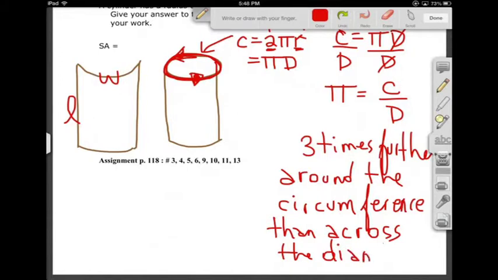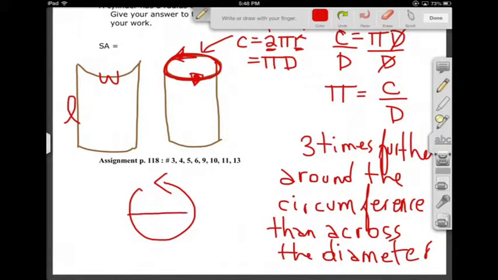This is where the formula came from. It took me a second to write it. But the distance around the outside, it's 3 times as far that way as it is to go straight across. And if you ever get a chance, take a piece of string and find this for yourself. All you have to do is measure around the edge of the can and divide it by the distance straight through the middle. You keep getting this number. It's 3 times as far around the edge as it is through the middle.